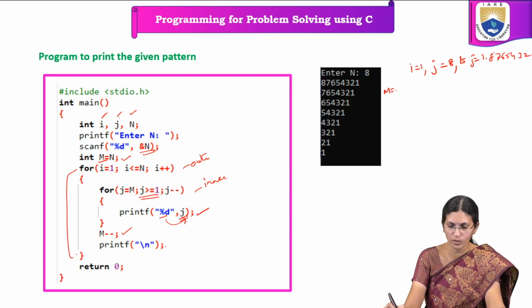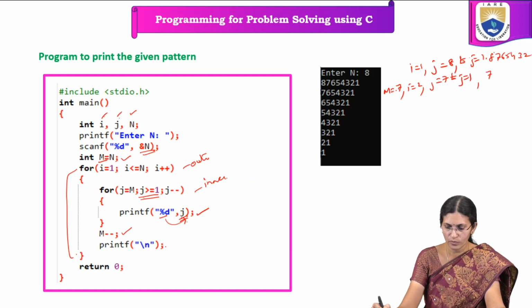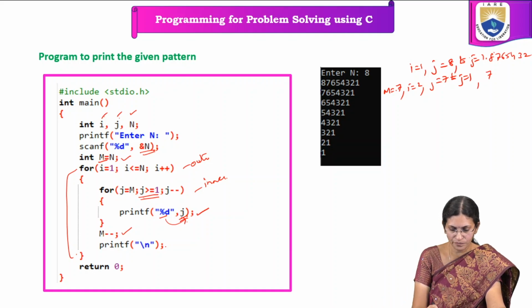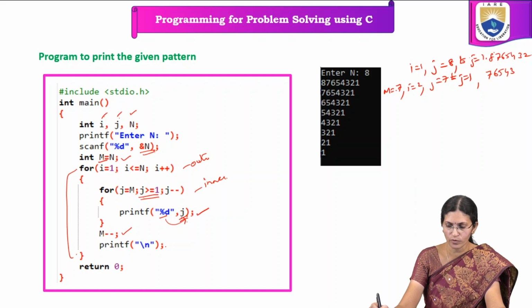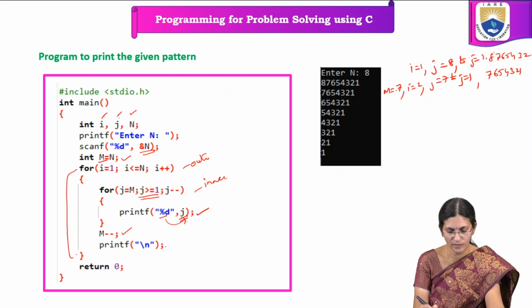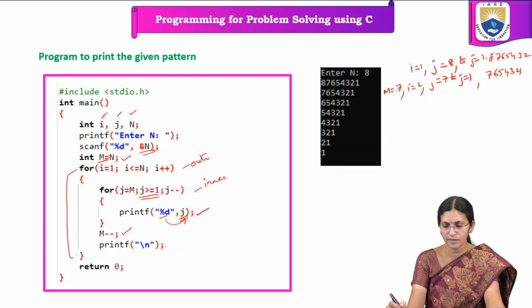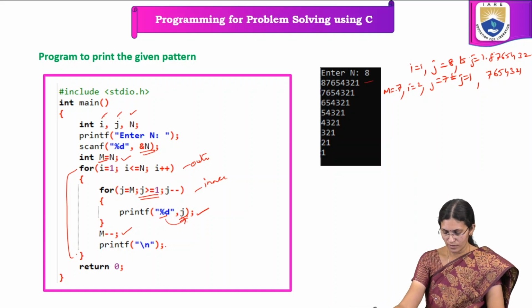Now m is equal to 7. So when i is equal to 2, m is equal to 7, so j is equal to 7 to j is equal to 1. One space is printed here, and it will print from 7: 7, 6, 5, 4, 3, 2, 1. In this way, this program is going to run. If you run the program and enter the value of n as 8, this is the pattern we are going to get with this program.